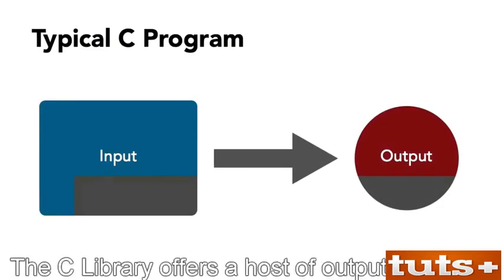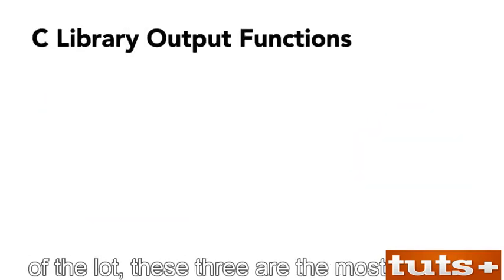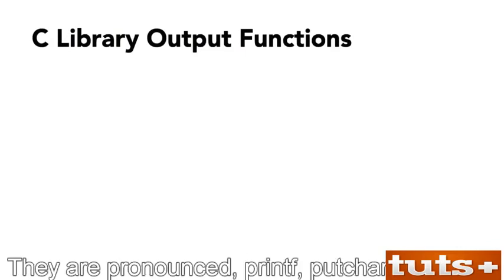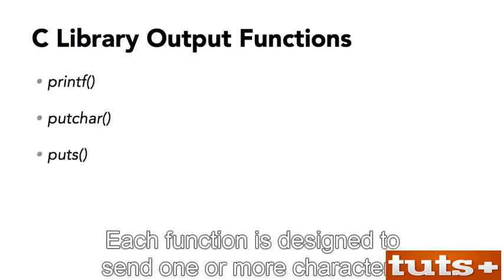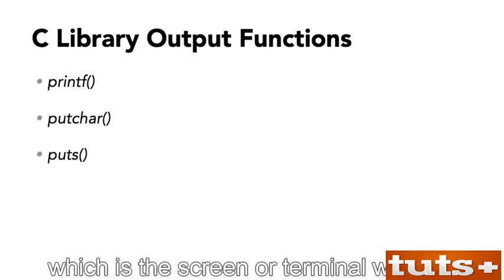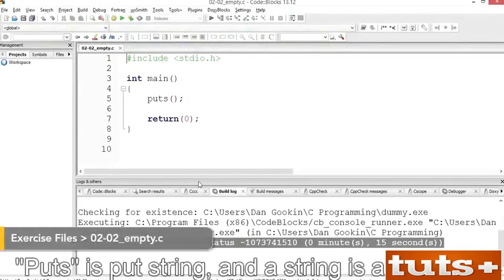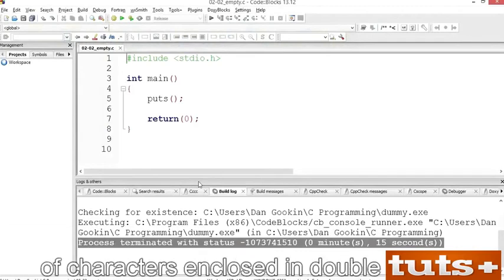The C library offers a host of output functions. Of the lot, these 3 are the most popular. They are pronounced: printf, putchar, and puts. Each function is designed to send one or more characters to the standard output device, which is the screen or terminal window. The puts function puts or sends a string of text to standard output. Puts is put string, and a string is a collection of characters enclosed in double quotes.